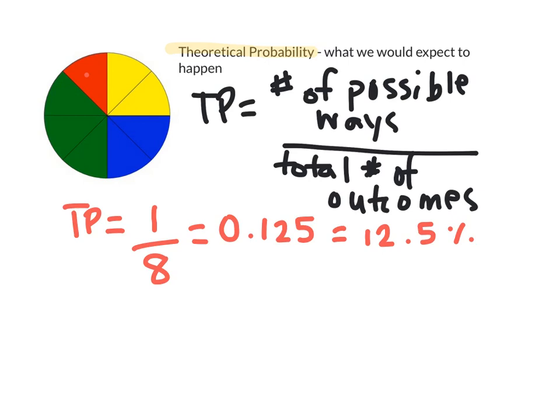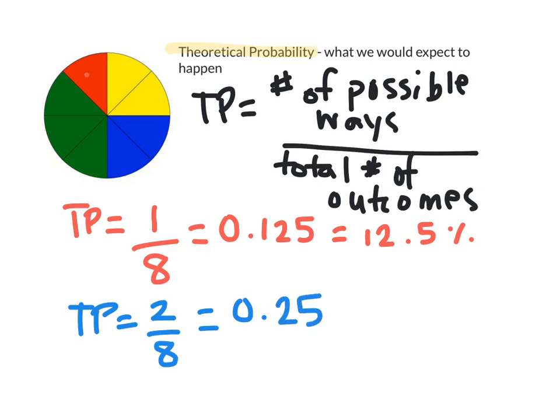The theoretical probability of landing on blue, let's say, and yellow is going to be the same, so I'll just do the theoretical probability of blue. There are 2 spots out of 8. Now we can divide. 2 divided by 8 is 0.25, which makes sense because 2 out of 8 is the same as 1 out of 4, or 1/4, which would be 25%. Still unlikely, but more likely than landing on red.